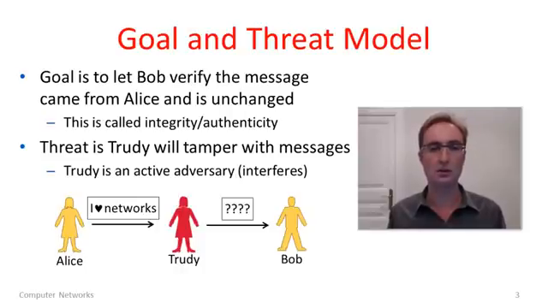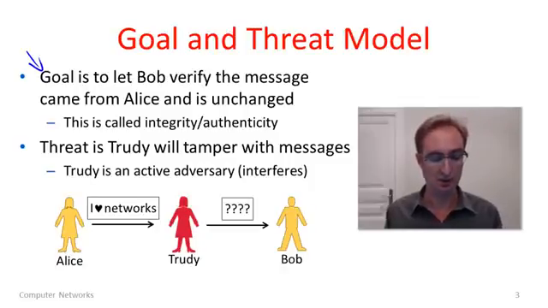So a little bit on the goal and threat model, just so we're clear on what it is we're trying to do. Our goal here is to let Bob, who just received a message from Alice, at least that's what he thinks, verify that the message really did come from Alice and that the message has not been changed in the network. These properties are called integrity and authenticity.